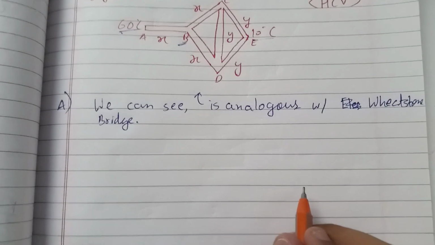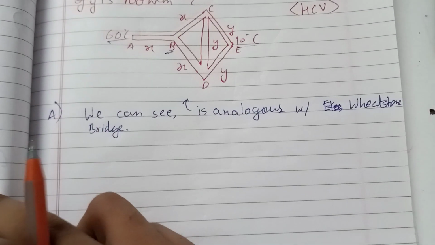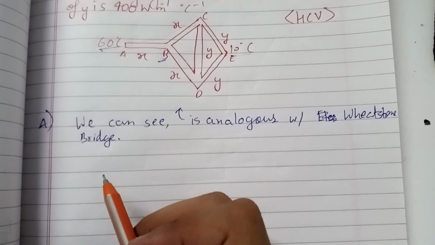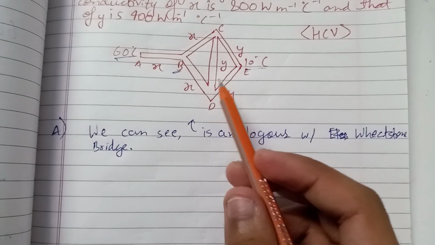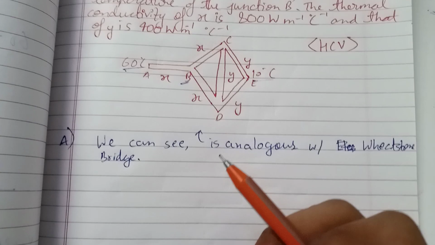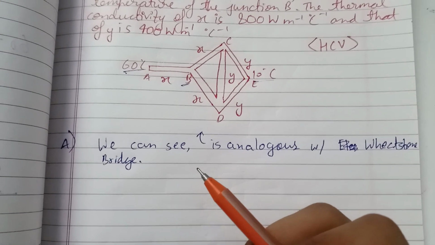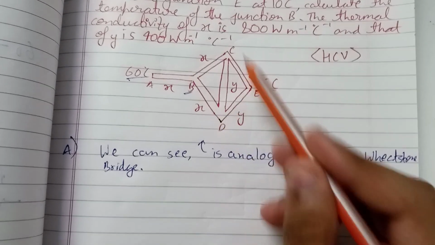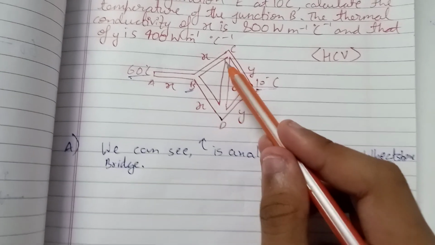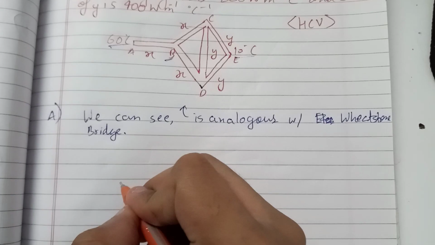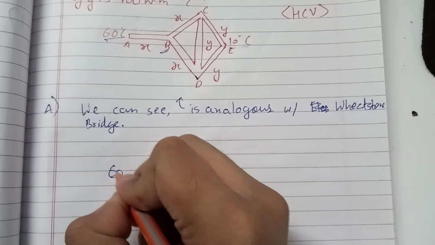Wheatstone bridge is a concept that we use in the electricity chapter, electric currents and its effects. But since in thermal properties of matter the thermal resistance is analogous with electrical resistance, we can apply that concept over here as well. Since the difference between C and D remains 0, no heat passes through this length. Now let us convert it to the resistance form, say 60.